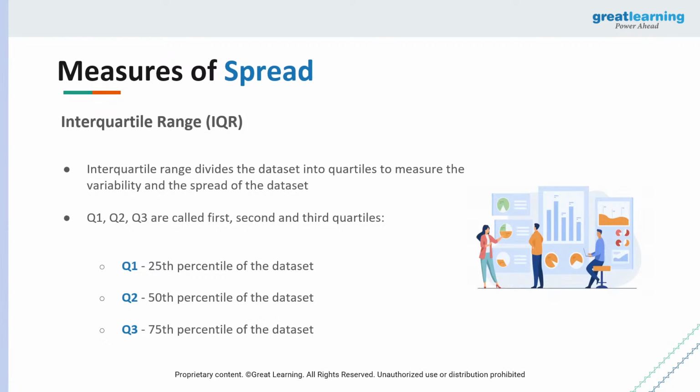Right, now talking about the interquartile range. The interquartile range is something which is very important, because here we divide the actual data into smaller chunks of data, what we call quartiles.